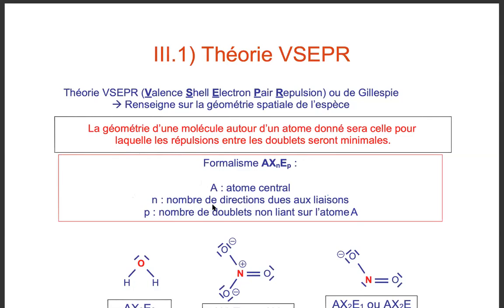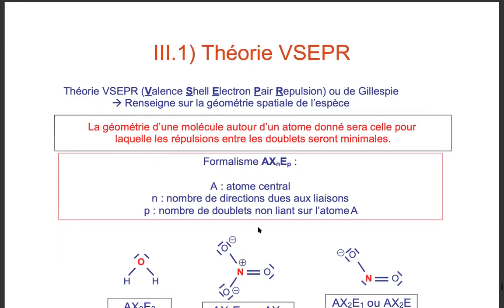You'll be seeing my formulas as we go on. N will represent the number of directions of the bond, and P will represent the doublet, a lone pair of electrons. The format is going to be AXnEp, n representing the number of bond directions and p the number of lone pairs.